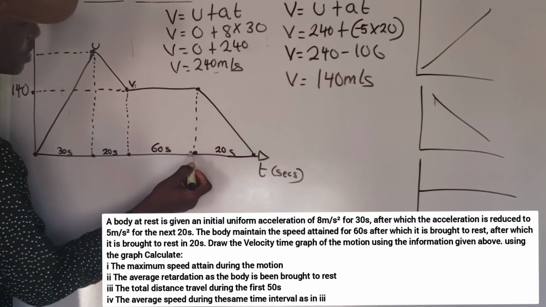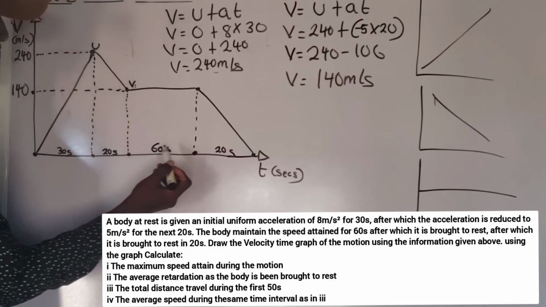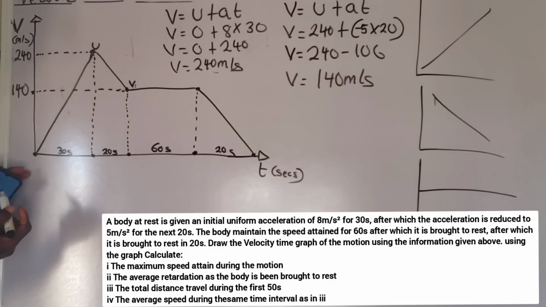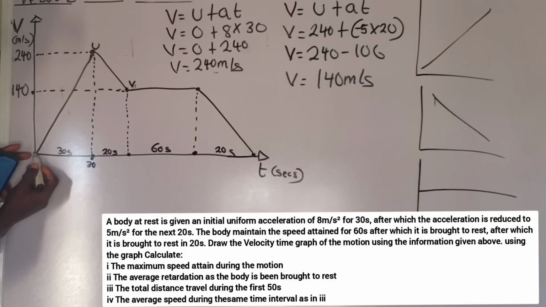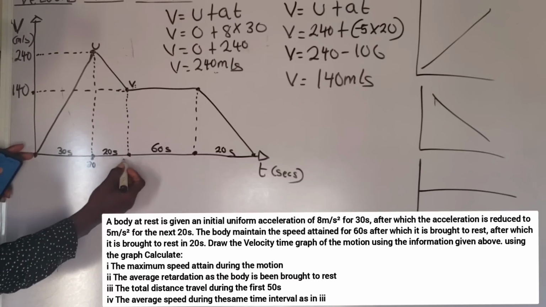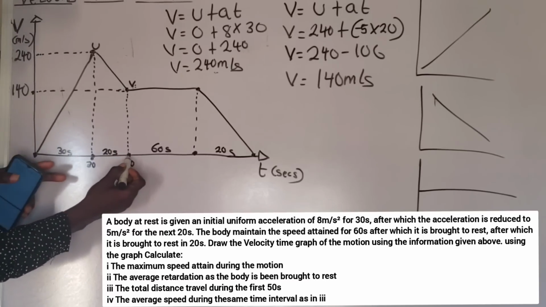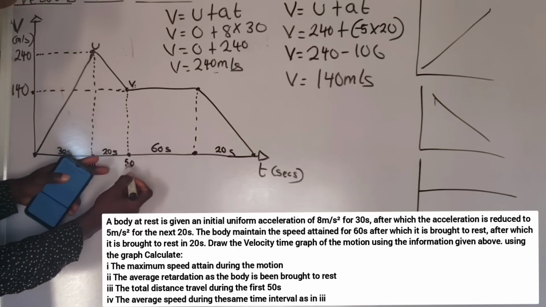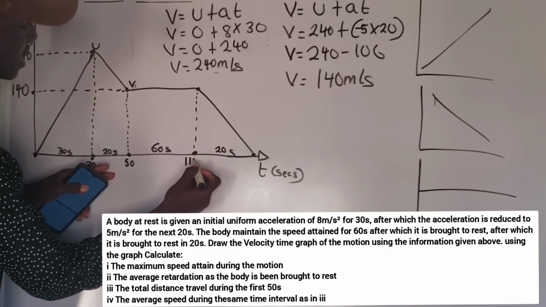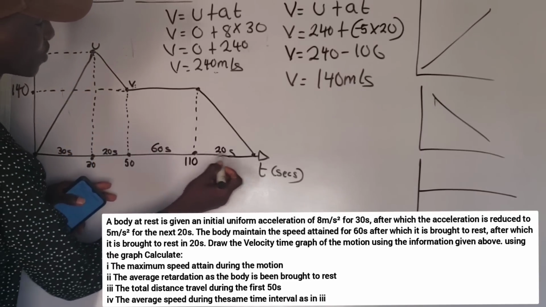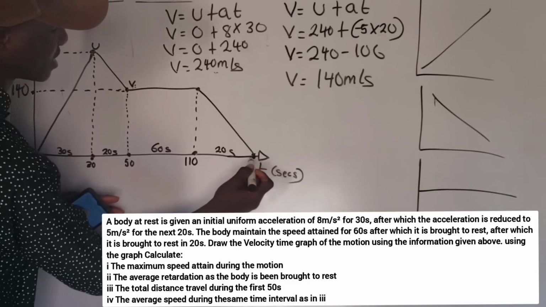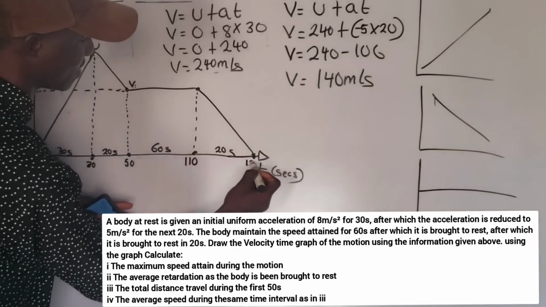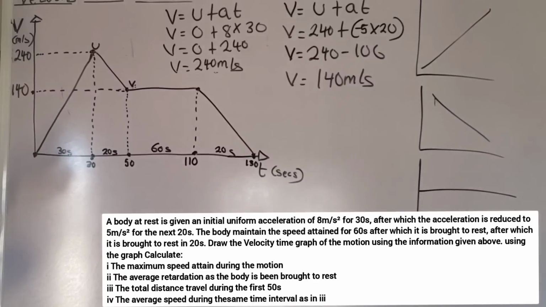The time at that point is what? Oh, sorry. I think we have to do something here. From this point to this point is 30. Now, from this point to this point will be 30 plus 20, that is 50. From this point to this point is 60. So 50 plus 60 is 110. Now, from this point to this point is 20. 110 plus 20 is 130. Do you understand?